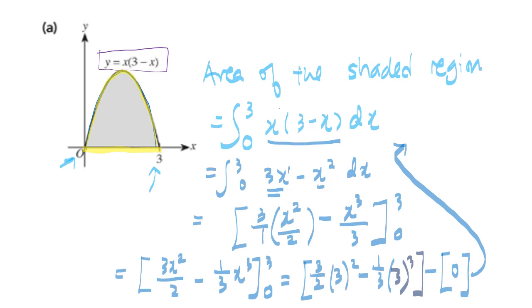So basically you just minus away the 0. Alright, you can use the calculator to work this out, and that gives you 9 over 2, which is 4.5 units square. Right, relatively easy.